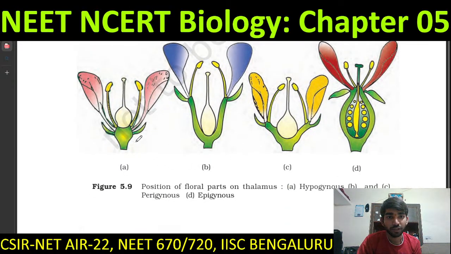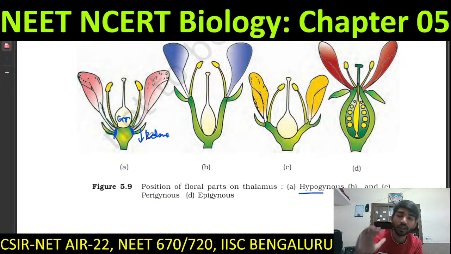Then there are a few more terminologies. For example, here is hypogynous. So if the flower is below the gynoecium, so this is the gynoecium, and all the floral whorls are below the gynoecium. So this is hypo, meaning below the gynoecium. A and B. So here also you can see it is below. So this is the gynoecium, and all the whorls are coming.